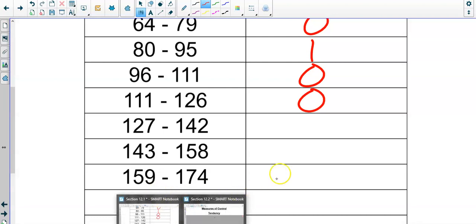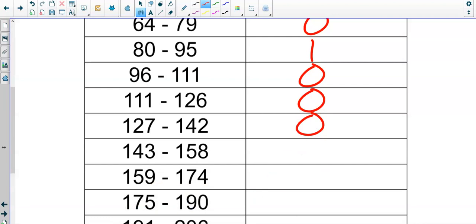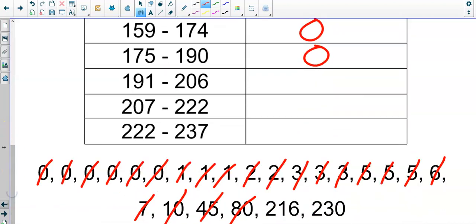So the next one is 0. The one after that is 0. The one following that guy is still 0. The next one after that is 0. We're getting closer. 191 to 206 is 0. 207 to 222, absolutely, we got one of those. That was my value. And then last but not least, 222 to 230, we've got one value in there.